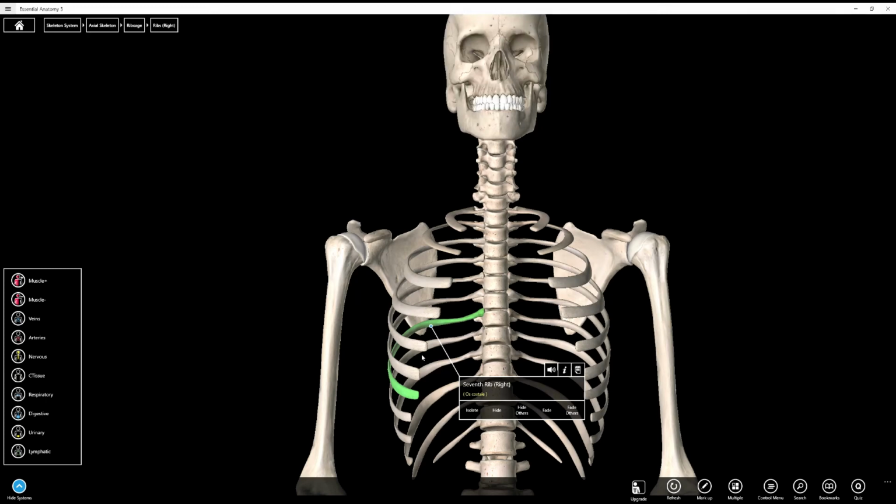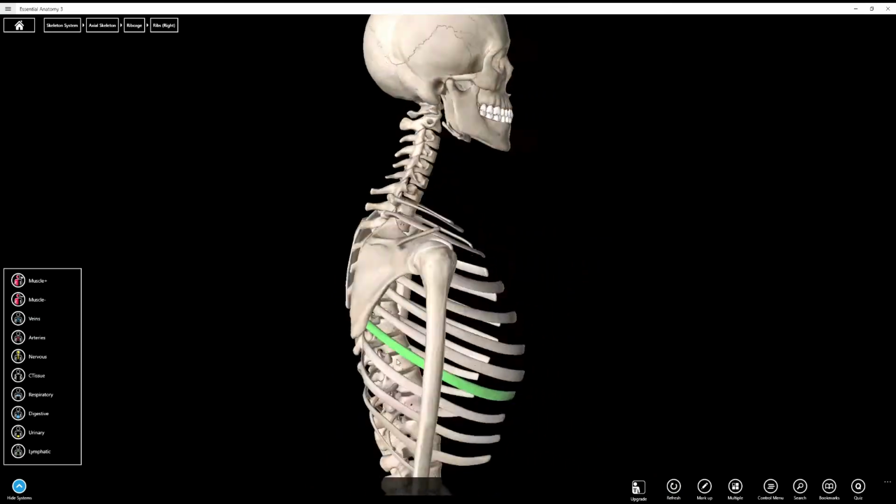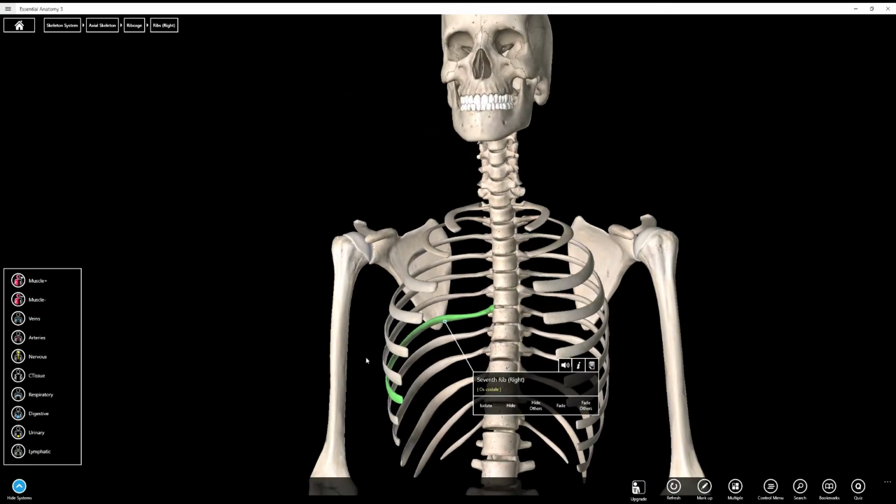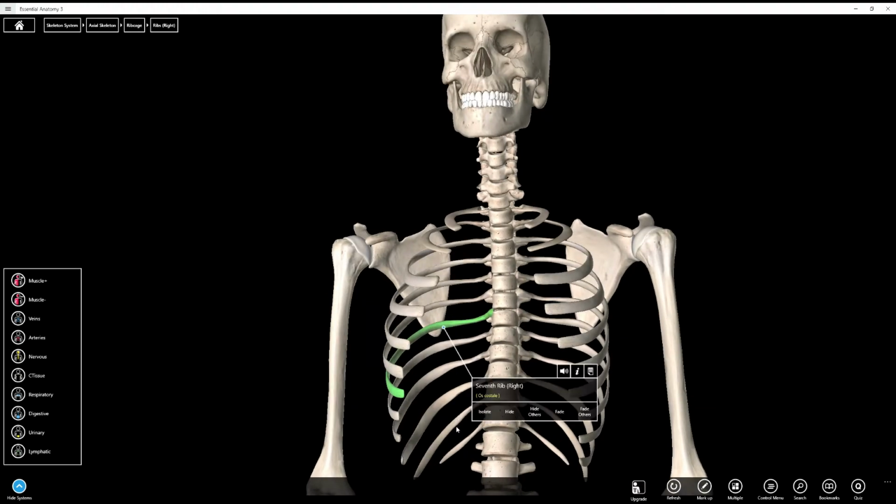Hey everybody, we're going to go ahead and take a look at rib structure. Let's start off with a rib that's pretty typical. Most ribs are more or less the same. They just have slightly different slopes to them, but there's a few ribs that are pretty unique, especially the last two ribs and the first two ribs. So let's just start with your run-of-the-mill typical rib.